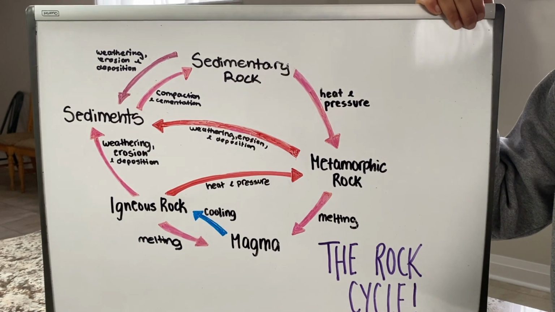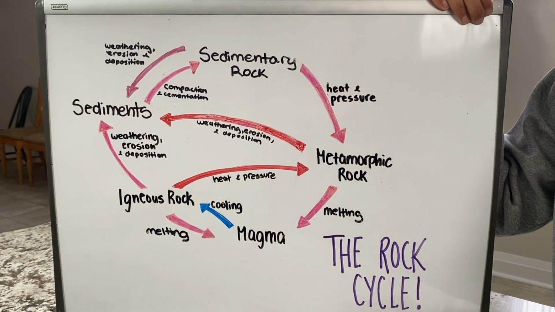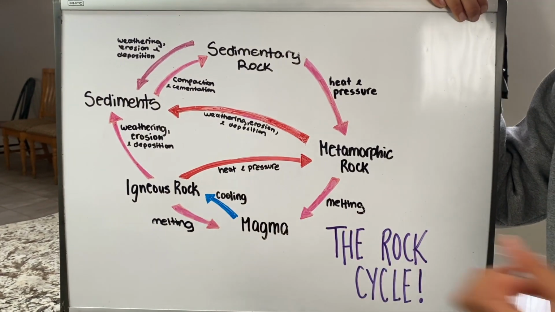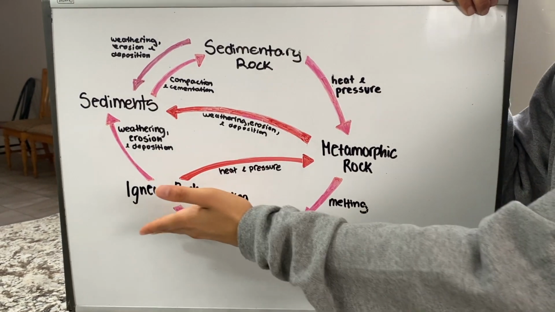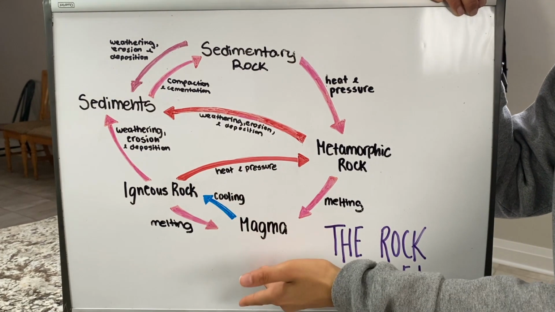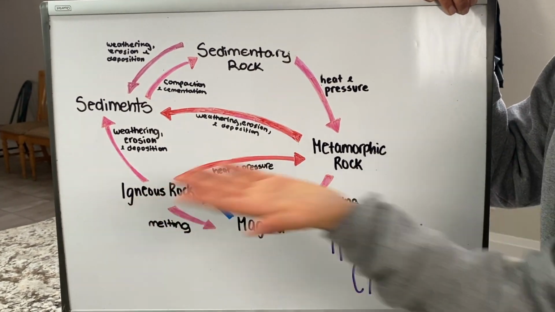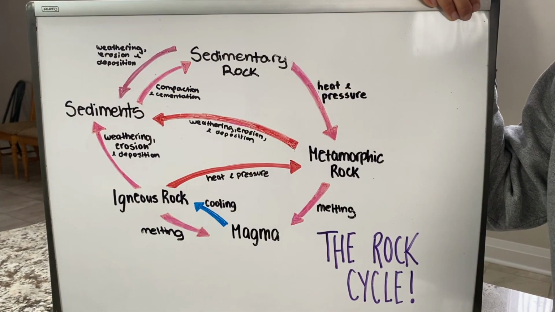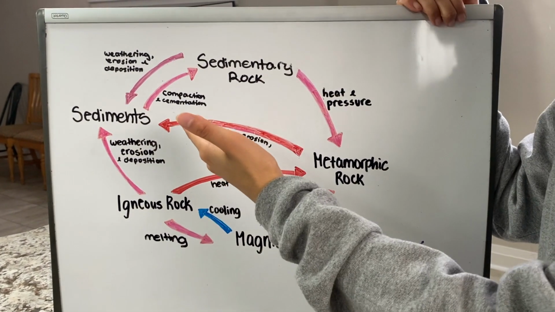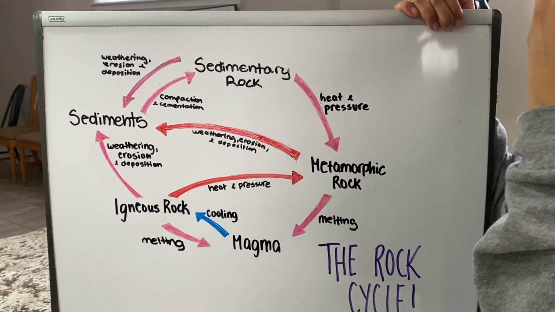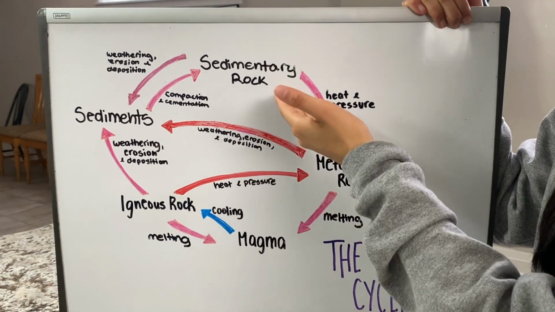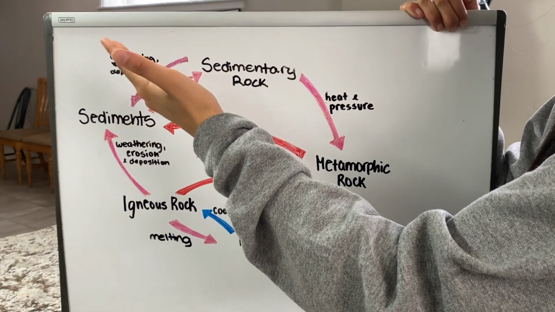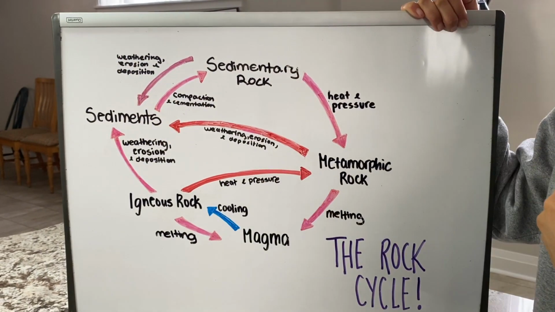So magma is the molten rock within the Earth's surface. When it cools down, it turns into igneous rock, which is also known as fire rock. Now, if igneous rock were to melt again, it would turn into magma. Igneous rock, after intense weathering, erosion, and deposition, turns into sediments of all sizes. After compression and cementation down on the surface of the sea, it turns into sedimentary rock. Sedimentary rock will turn into sediments again after weathering, erosion, and deposition.